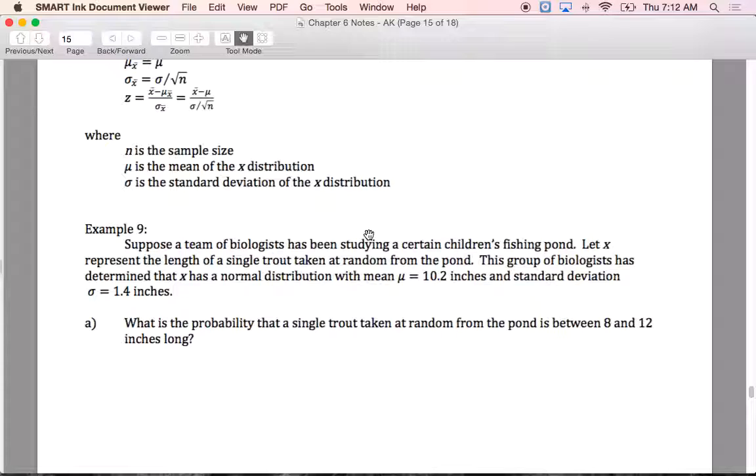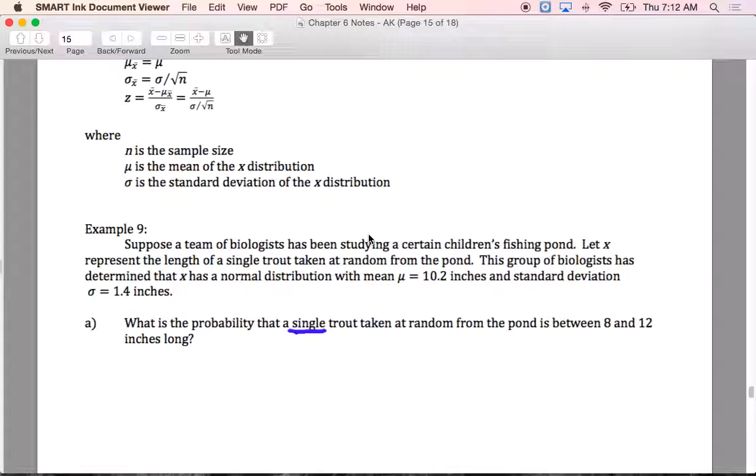So for example 9, it says, suppose a team of biologists have been studying a certain children's fishing pond. Let x represent the length of a single trout taken at random from the pond. This group of biologists has determined that x has a normal distribution with mean of 10.2 inches and standard deviation of 1.4 inches. What is the probability that a single trout taken at random from a pond is between 8 and 12 inches long? The important part here is single trout.